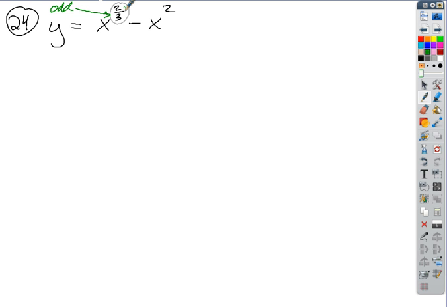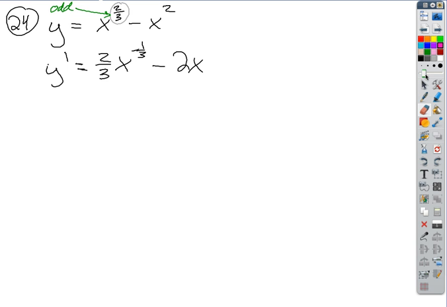Okay, so we can move on to the first derivative. So what do we get? First derivative time. 2/3 x to the minus 1/3. Good. Take the power down, subtract 1, minus 2x. Let me write that better. That's kind of messy. Okay, so there's our first derivative.